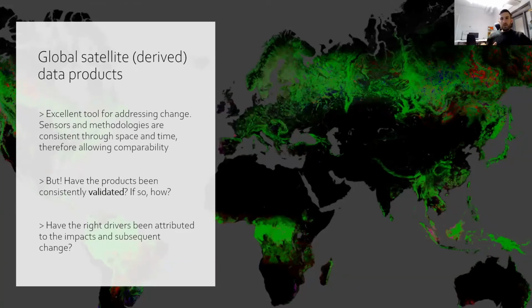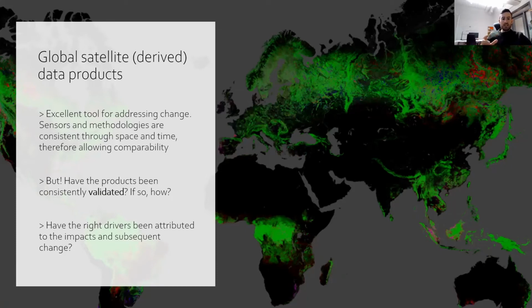But when we use these sorts of products, it's very important for us to ask ourselves: have these maps been validated? And if they have been validated, how? Have these maps been validated consistently across the globe, across regions? Are there any regions that have been more consistently validated? And this is usually the case. You will find that there are many more validation points in Europe, for instance, than in the rest of the world. So it's important to know how these products have been validated.